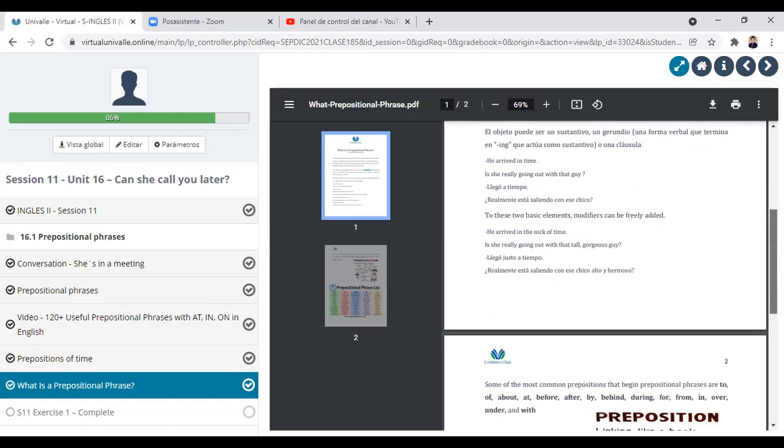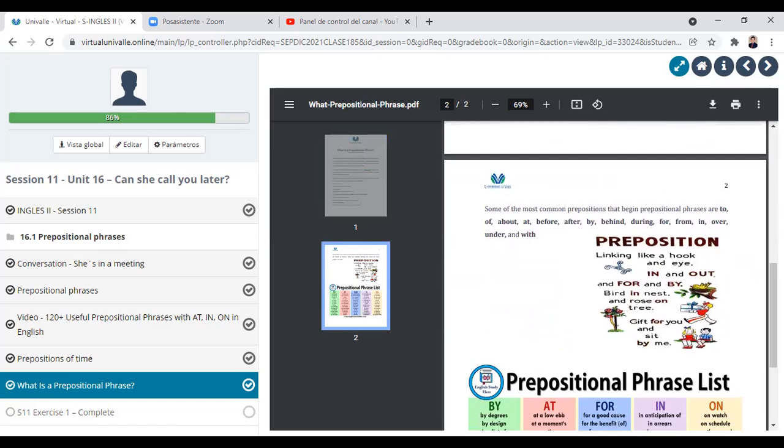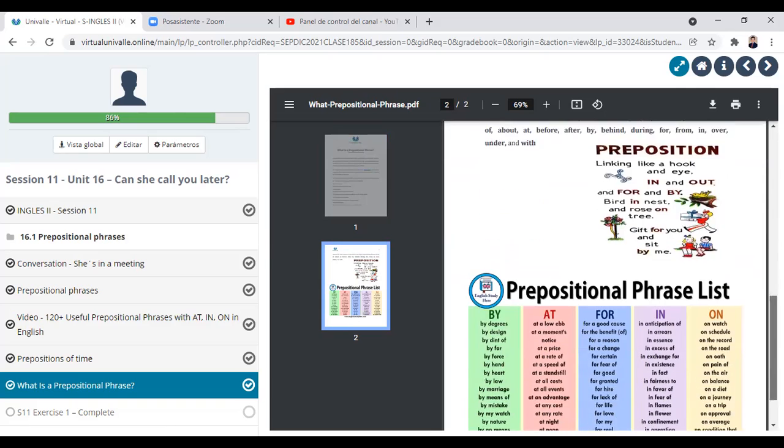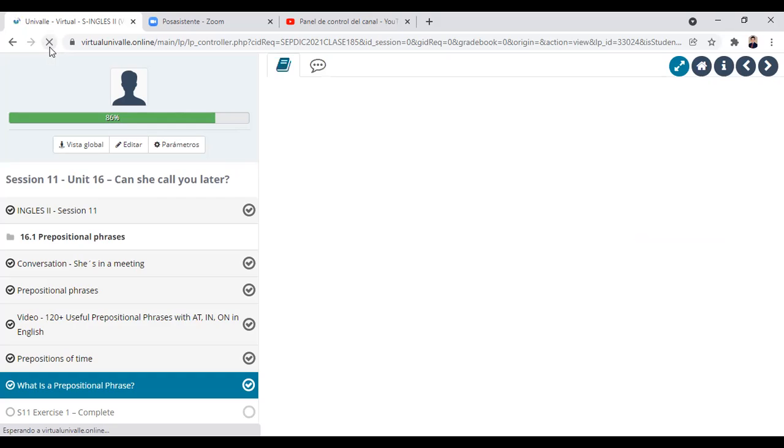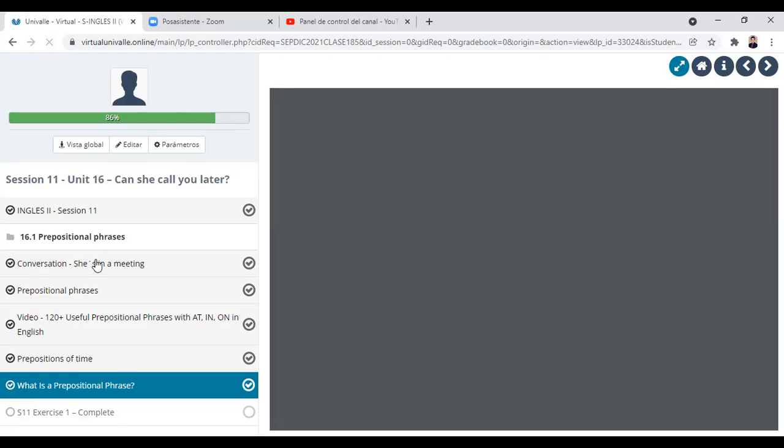Also in here, we have some examples. Some of the most common prepositions that begin prepositional phrases are to, of, about, at, before, after, by, behind, during, for, from, in, over, under, and with. Also, we have the prepositional phrase list: by, at, for, in, on. Okay, those are some examples when talking about prepositional phrases in English.